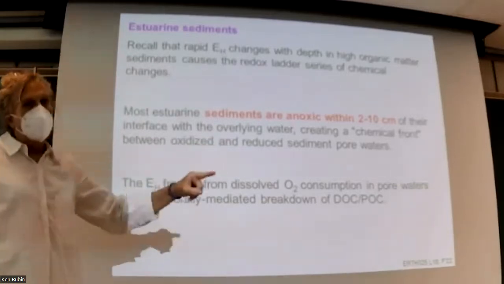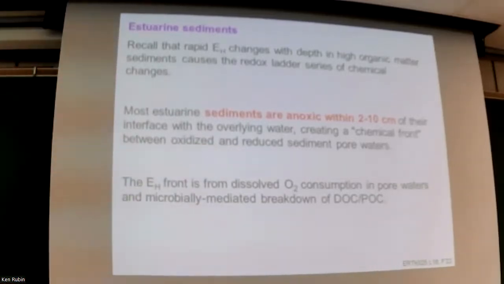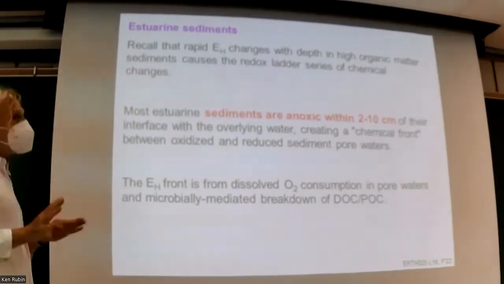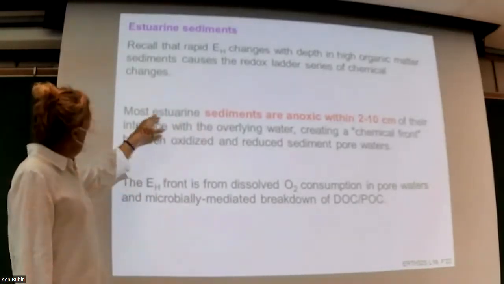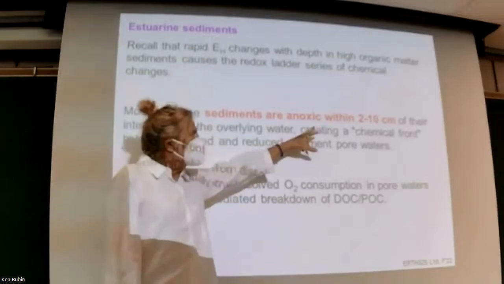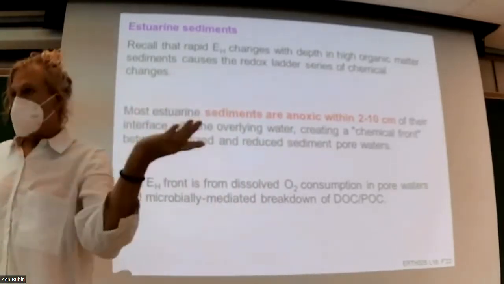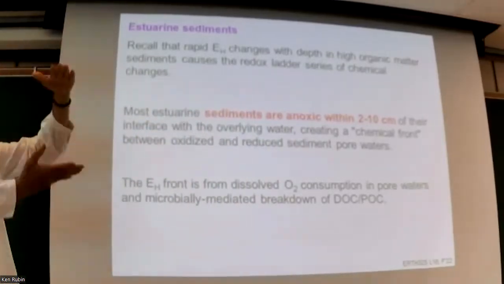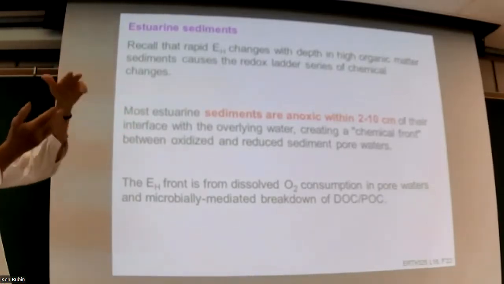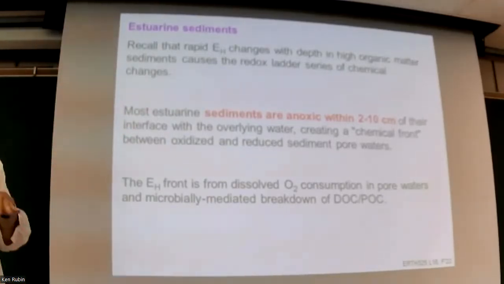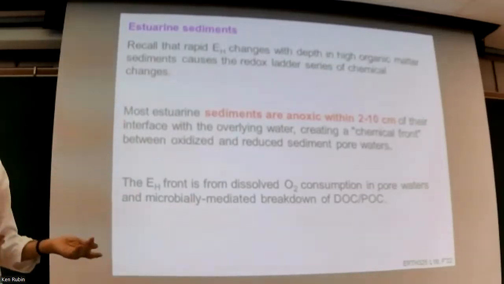Estuarine sediments, in particular, because they have such a high concentration of organic-rich material that comes down from the terrestrial watershed, tend to be very organic rich, which means we tend to find them being anoxic within just a couple of centimeters, right? 1 inch is 2.5 centimeters, of the interface with the water. So as soon as we get down into the sediments, conditions change, they're reducing, and we start to go down the redox ladder.